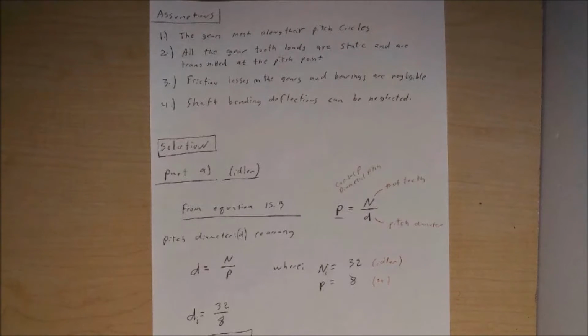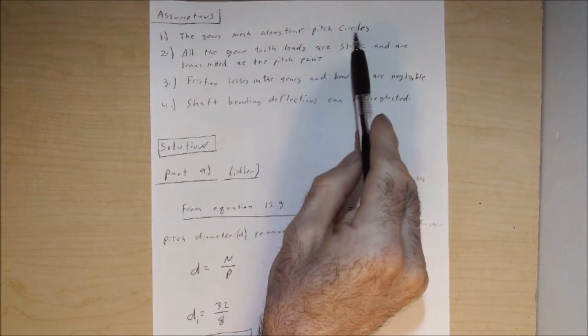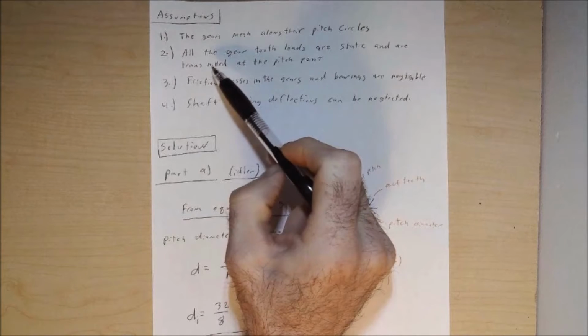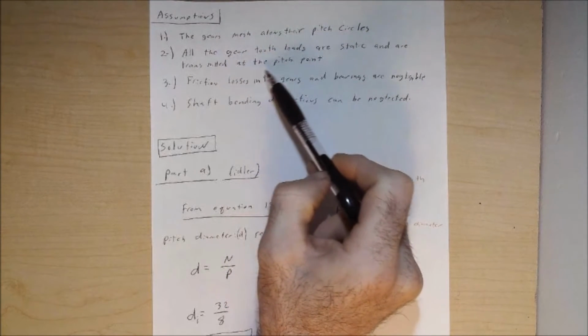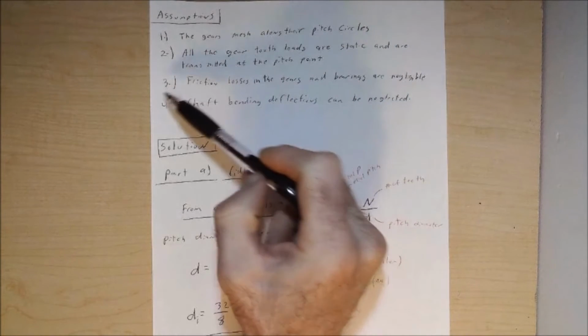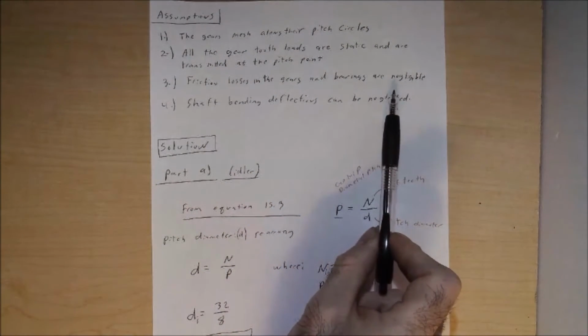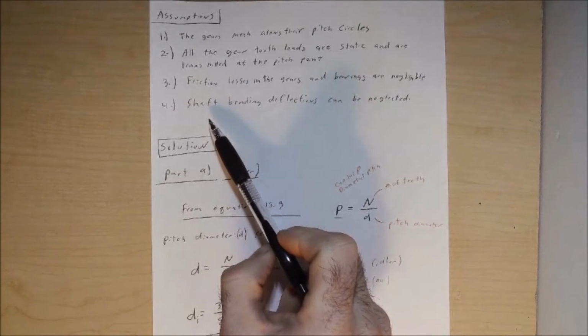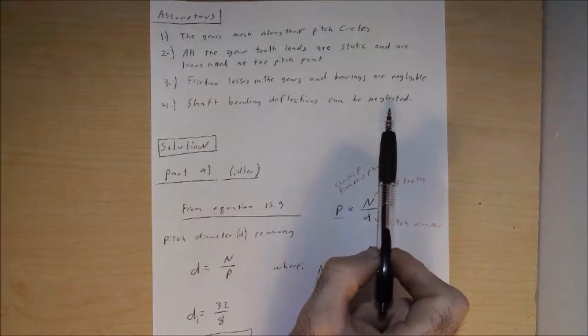So next we want to go through and figure out what assumptions we're going to make for the solution to our problem. So we're going to have 4 main assumptions here. Number 1, we're going to assume that the gears mesh along their pitch circles. 2, we're going to assume that all the gear tooth loads are static and are transmitted at the pitch point. 3, we're going to assume that friction losses in the gears and bearings are negligible. And 4, we're going to assume that the shaft bending deflections can also be neglected.